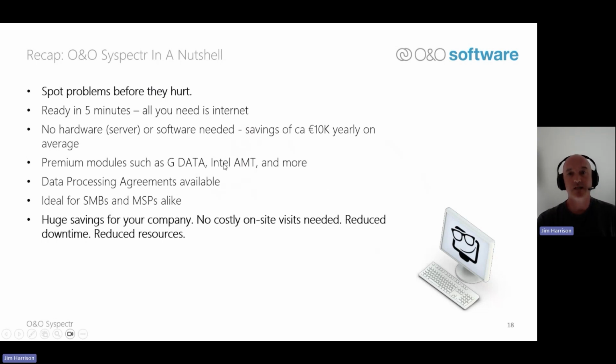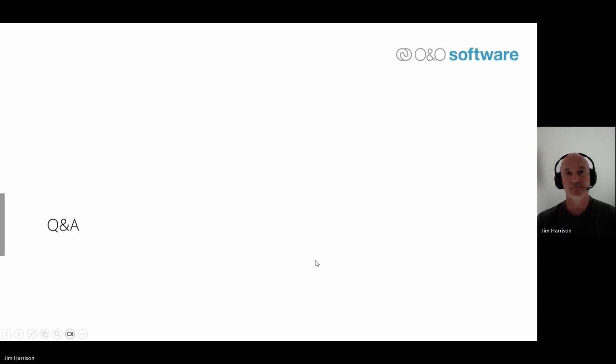GData we looked at. Intel AMT as well is a new one we've introduced. That gives you the chance to harness the power of Intel's AMT. If AMT is installed on the machine, then you can access it out of band and utilize that power that Intel's made available. Data processing agreements. It's ideal for small, medium businesses and MSPs. And you've got some major savings, not just for you, but also on a more general level, looking at carbon footprint and green IT. And that's essentially O&O Syspectr for you.